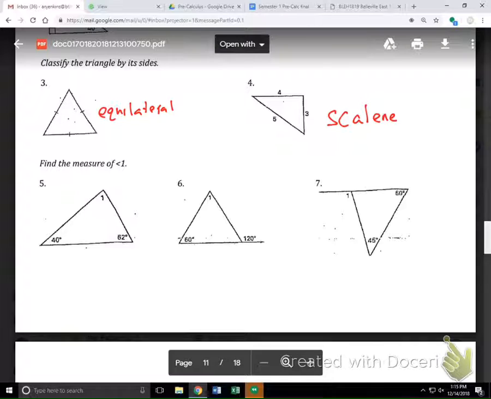We're classifying it by angles. So the only thing we can officially say is that, but yes, they have the same angle measure, so you know it's isosceles as well, but you only needed the one for the angles.